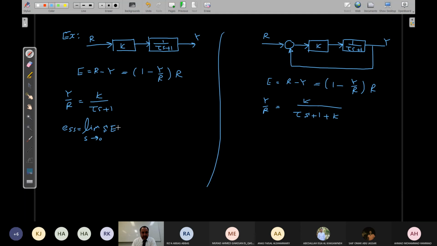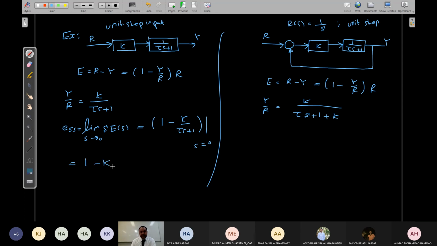Now you know that E steady state is equal to the limit when S goes to zero of S E of S, under the assumption I'm having a unit step. The same thing here, R of S is equal to 1 over S, which is the unit step. So now if I calculate here, S will eat the R, and I will end up with 1 minus K over tau S plus 1 at S equal to 0. So this will equal 1 minus K, correct?